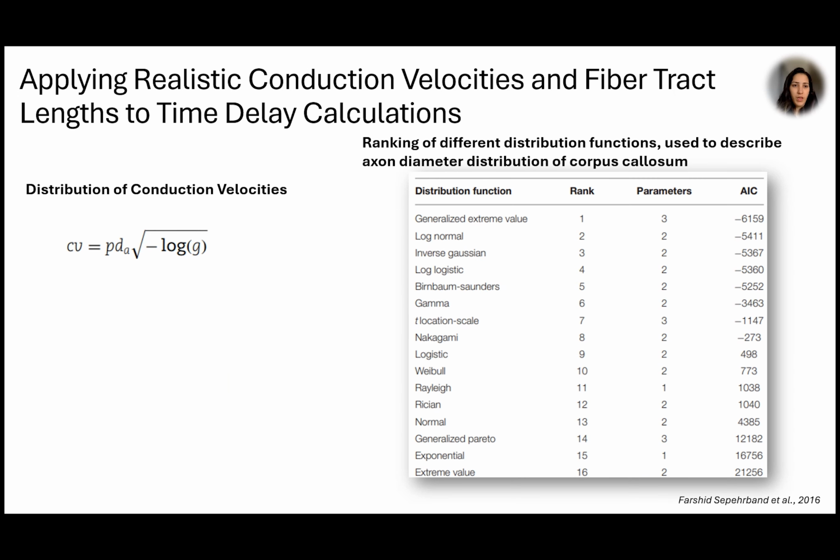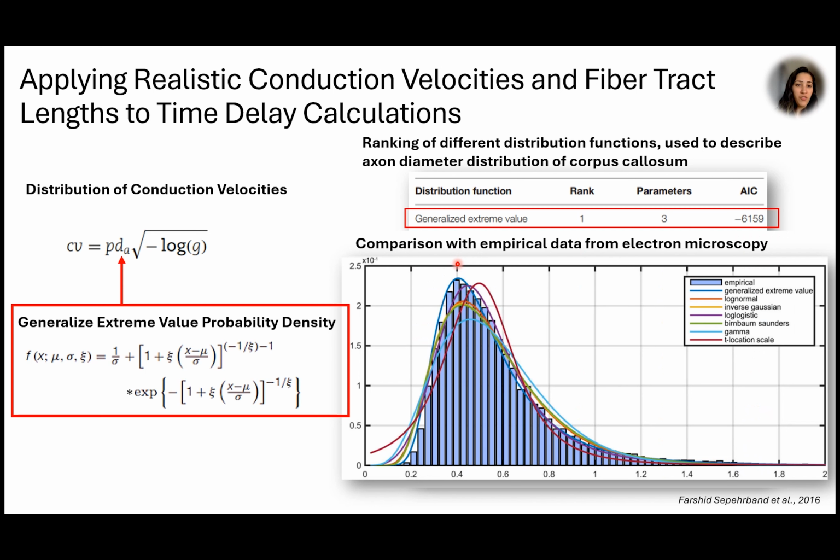In order to compute the conduction velocity, we need to first calculate the axonal diameter, and for that we follow the Sepperband work, who focused on finding an accurate distribution to represent axonal diameter. He explored a long list of probability distributions, and he found that the generalized extreme value function was the better fit for axonal diameter composition.